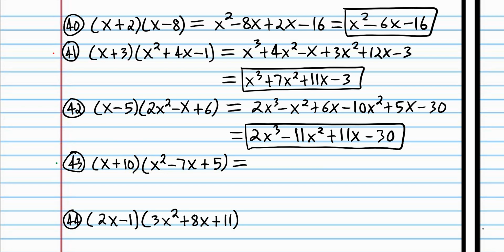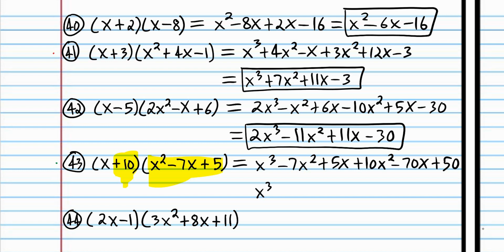Okay, we're back. X times x squared is x cubed. X times negative 7x is negative 7x squared. X times 5 is 5x. Then we move to 10. Multiply 10 by all those terms in the trinomial. 10 times x squared is 10x squared. 10 times negative 7x is negative 70x. And 10 times 5 is 50.